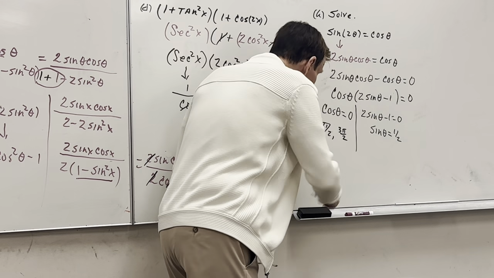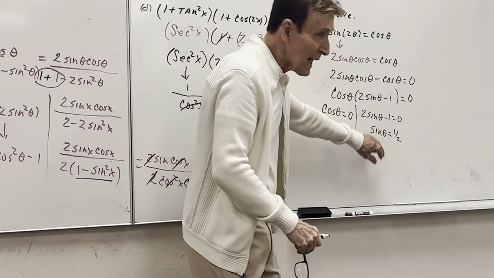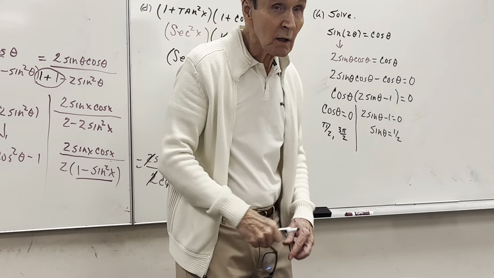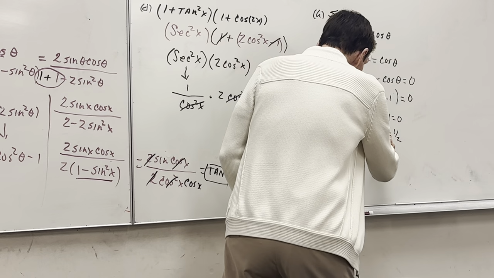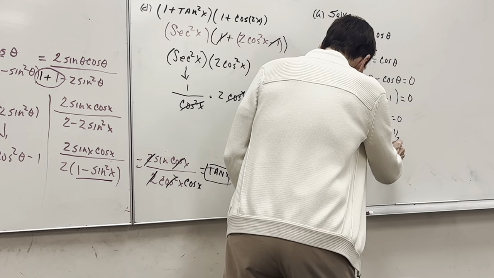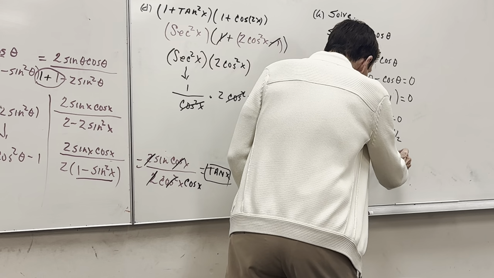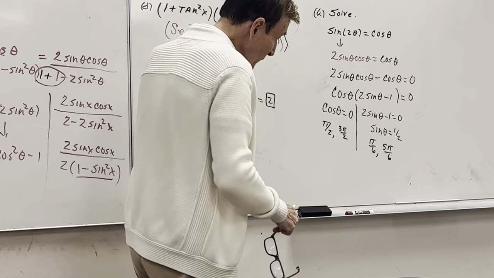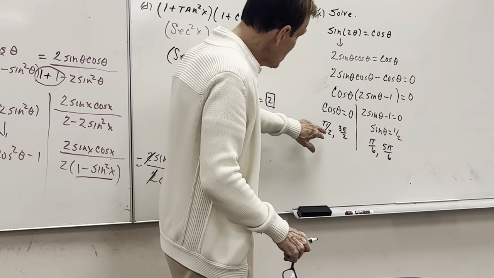This one, sine's equal to 1/2. Have we seen that before? Pi over 6, and 5 pi over 6. You gotta know the unit circle. Of course, you should list all those together, but I'm doing this quickly for recap. These are the 4 answers.